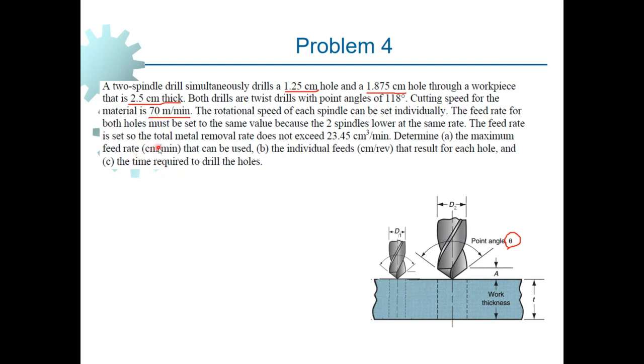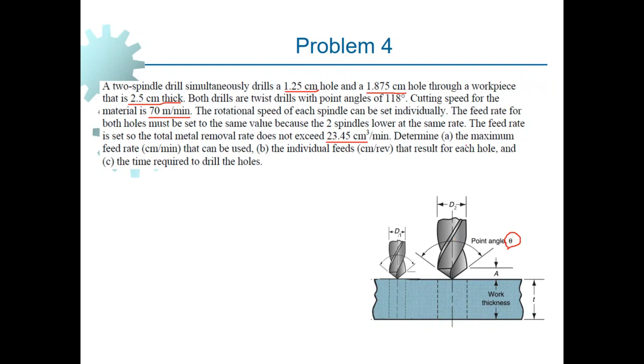is set so the total metal removal rate does not exceed this much. What does that mean? It means that the material removal rate resulting from machining by making use of these two drill bits cannot go beyond this. There is a limit, say for example a limit on the power available. So because of the limit on the power available, we cannot exceed this amount of material removal rate, which results from the action of both of the cutting tools.